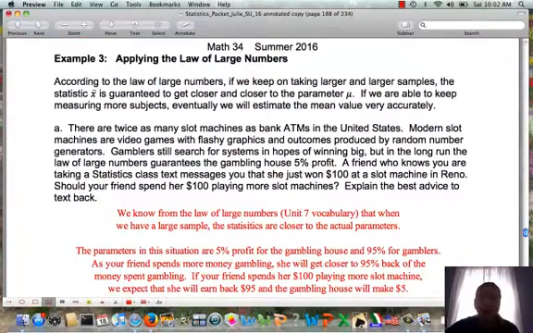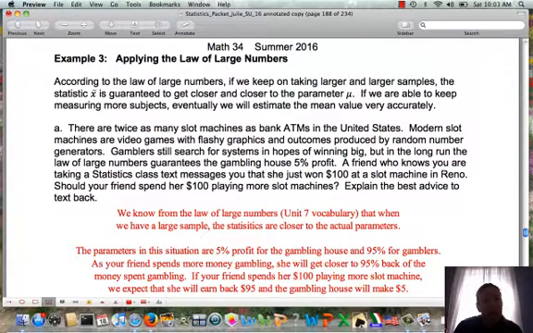Example 3, applying the law of large numbers. According to the law of large numbers, which we saw back in Unit 7, if we keep on taking larger and larger samples, the statistic x bar, the sample mean, is guaranteed to get closer and closer to the parameter mu, the population mean. If we are able to keep measuring more subjects, eventually we will estimate the mean value very accurately.